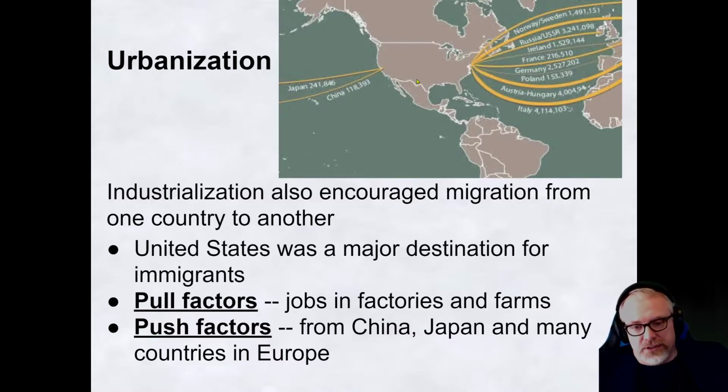And there were push factors. So in China, there was civil war. There was also famine. In Japan, there was famine, and then many countries in Europe also had famine, and you can see this in the numbers. So 1.5 million people left Ireland. Okay, compare that with 216,000 French. There's a reason for that, and that's because Ireland was hit hard by the potato famine.